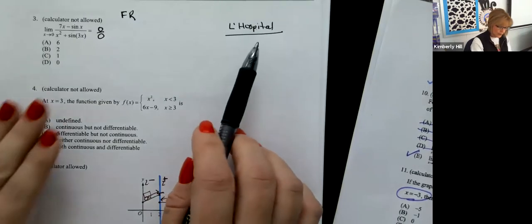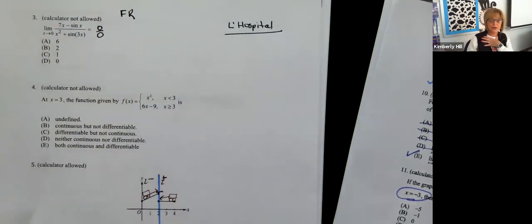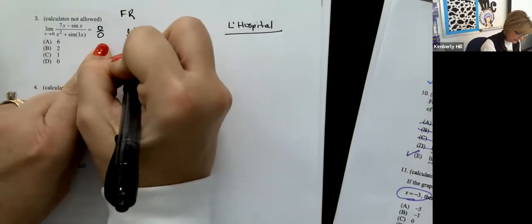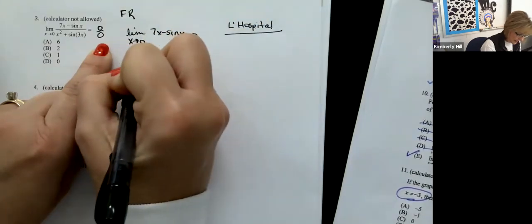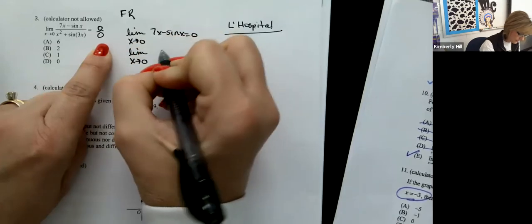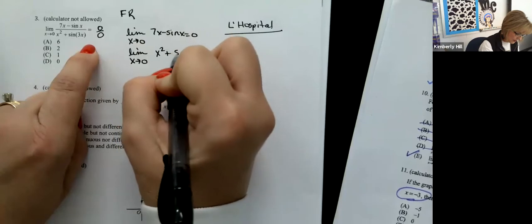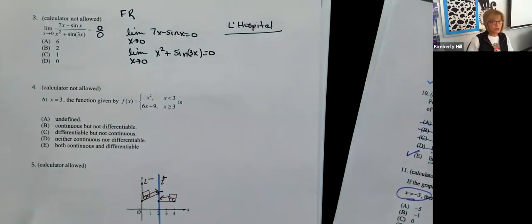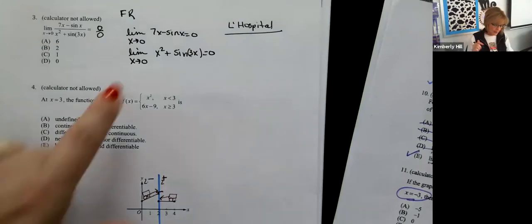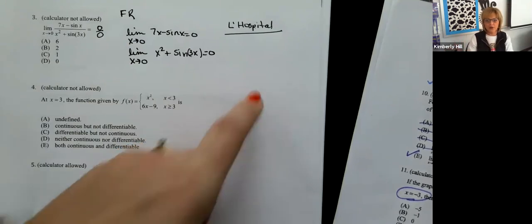If I'm going to use L'Hopital on a multiple choice, they don't look at your work, so who cares? Go straight into L'Hopital. But on a free response, I would have to say the limit as x goes to 0 of 7x minus sine x is 0, and the limit as x goes to 0 of x squared plus sine 3x is equal to 0. It is my understanding that a student does not have to say they're using L'Hopital. If they start using it, graders would understand that. You don't have to name it.